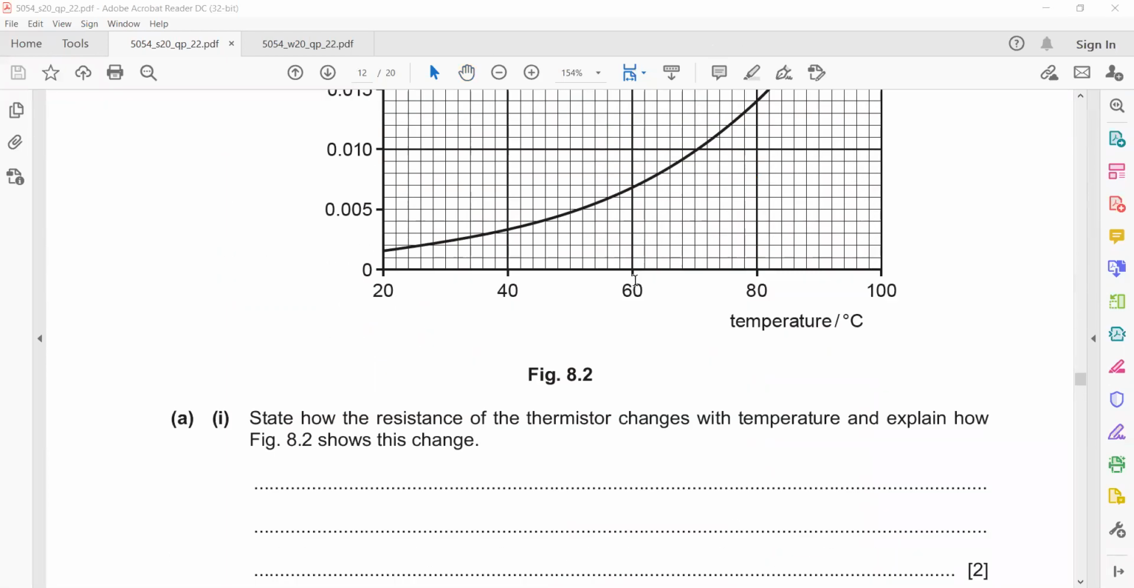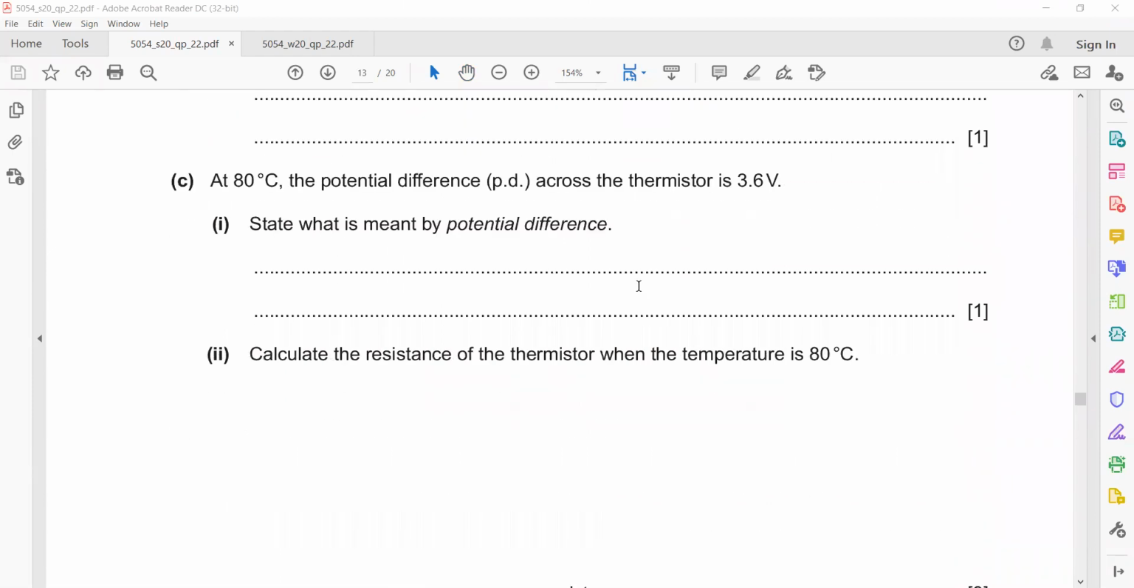At 80 degrees, they mentioned the voltage was 3.6. So V is equal to IR, or R is equal to V divided by I. So 3.6 divided by 0.014 will give us the resistance of this thermistor, which is equal to 260 ohms.